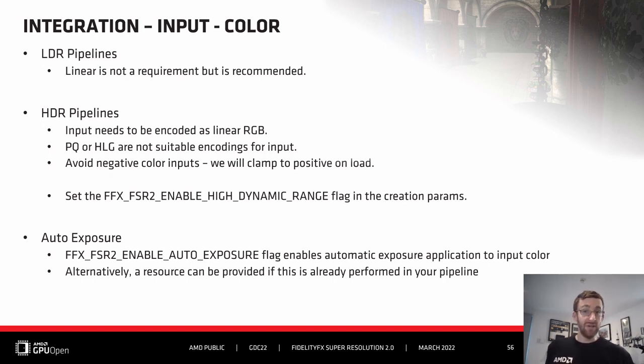If the input is HDR, a flag is required to be set on context creation. As briefly mentioned in the optimization section, the algorithm needs exposure information for the color input, and this can be handled by FSR 2.0 internally if the enable auto exposure flag is present on context create. If you already have exposure information, a resource can be provided through an FSR 2.0 API instead of relying on the auto exposure feature.